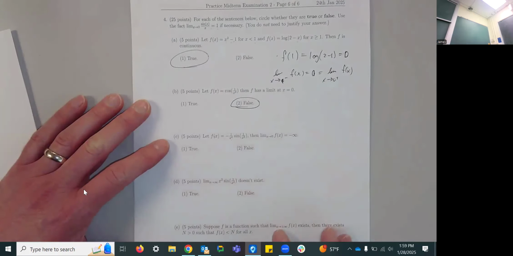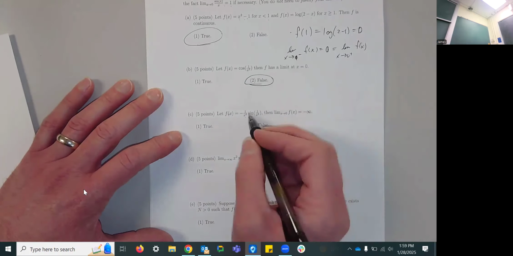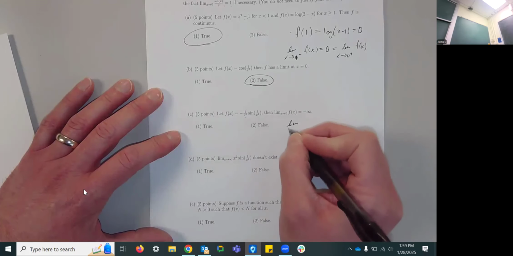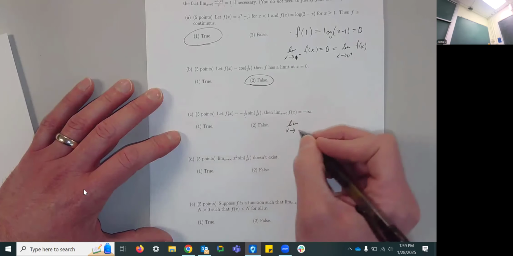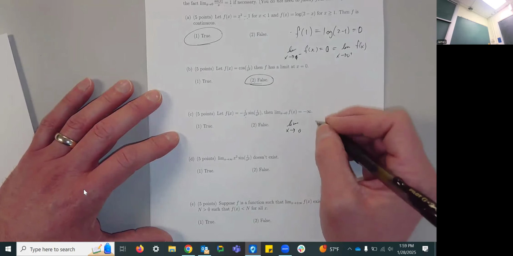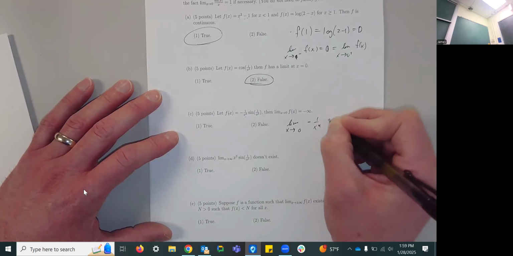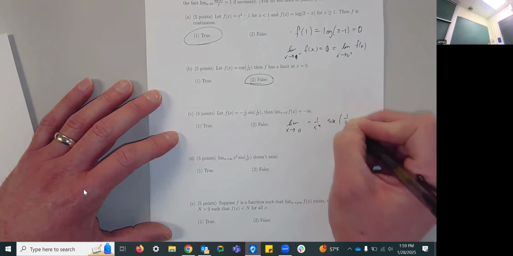True story. So looking here, the limit as x approaches 0, yeesh. I don't love this at all. Of negative 1 over x to the 4th sine of 1 over x cubed.